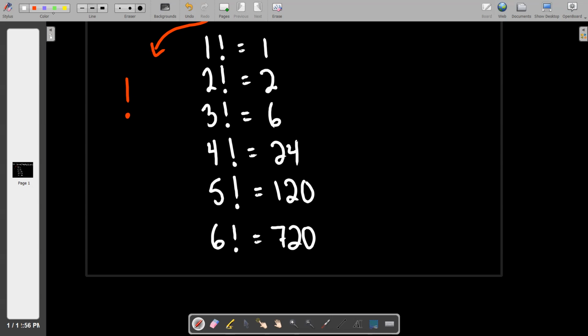So for example, here's what 6 factorial looks like. It says to start at 6, and now multiply 6 by all of the numbers less than it until you get to 1. So here goes: 6 times 5 times 4 times 3 times 2 times 1. That's what a factorial looks like if you write it out. Does that ring any bells yet? It's okay if it doesn't.